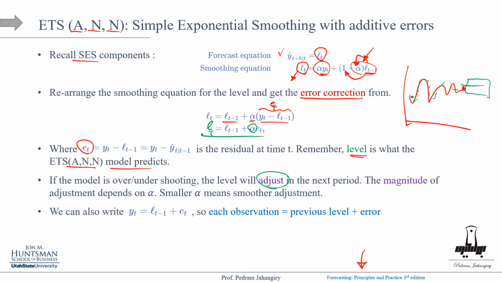All right, so remember, we can also write this as y_t equals L_{t-1} plus residual. There's nothing fancy here, guys. This is your y_t equals y-hat_t plus epsilon_t, the error. So this is the residual. We already know that residual is y_t minus y-hat_t. At the end of the day, we say each observation is equal to the previous level plus some errors. Now let's see how we can use this.